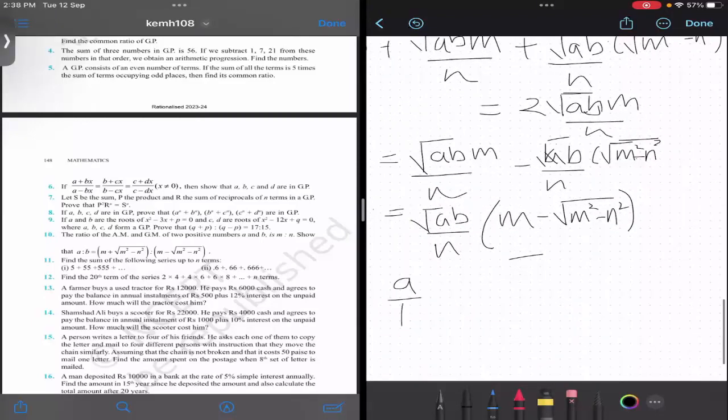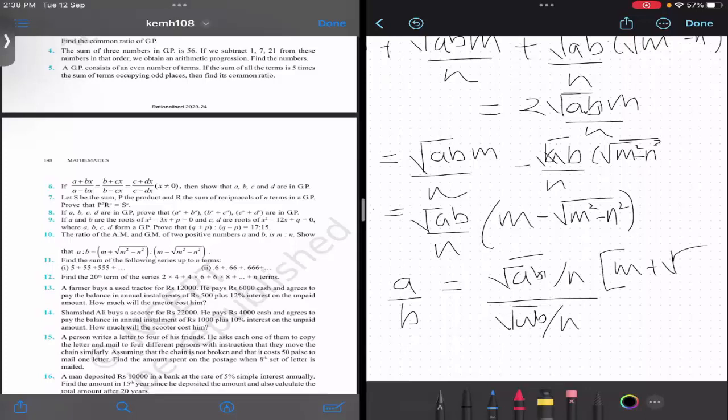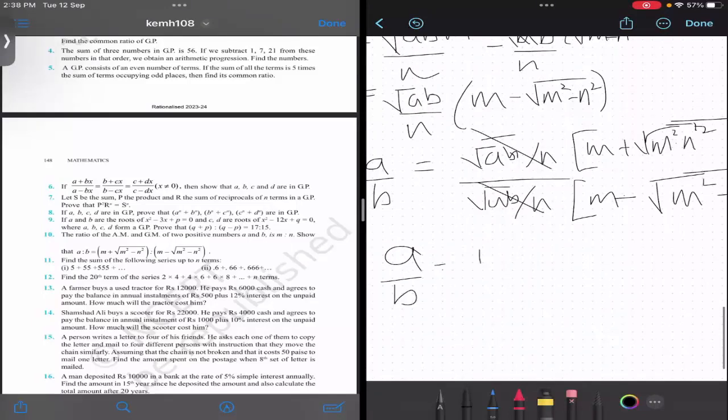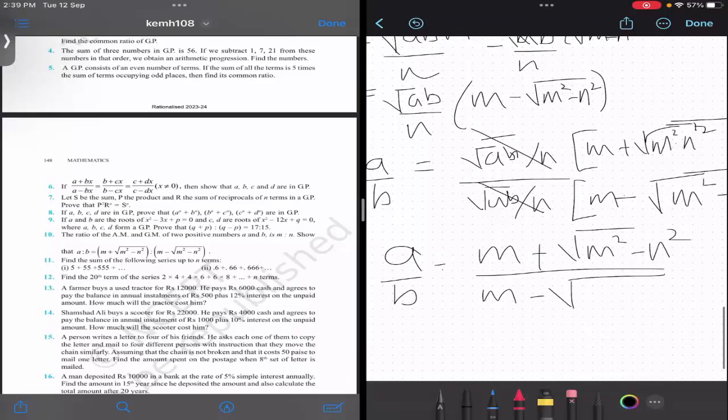So a upon b is going to be nothing but root ab upon n upon root ab upon n. In the brackets, you would have m plus under root m square minus n square. In the brackets here, you would have m minus under root m square plus n square. Correct? This and this get cancelled. A upon b is going to be m plus under root m square minus n square upon m minus under root m square minus n square.